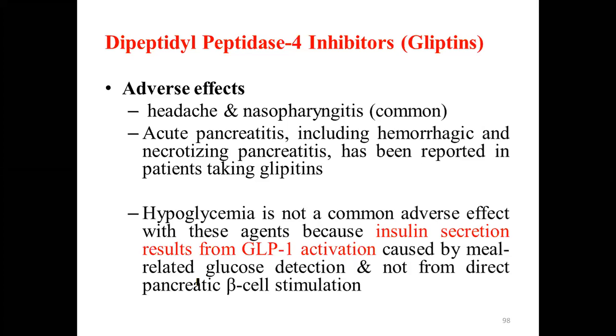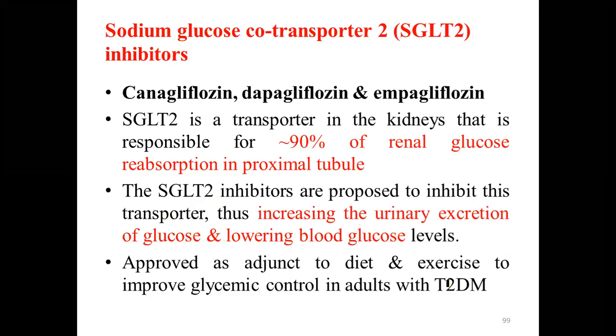They do have some side effects like headache and nasopharyngitis, which are the most common side effects. But remember, the possibility of hypoglycemia is not very common if we use monotherapy, because the effect on insulin is indirect. The release of insulin will be stimulated by the DPP-4 inhibitor when the patient is taking food. Because of that, they don't have any direct effect on the beta cells of the pancreas. So hypoglycemia is not a common effect.